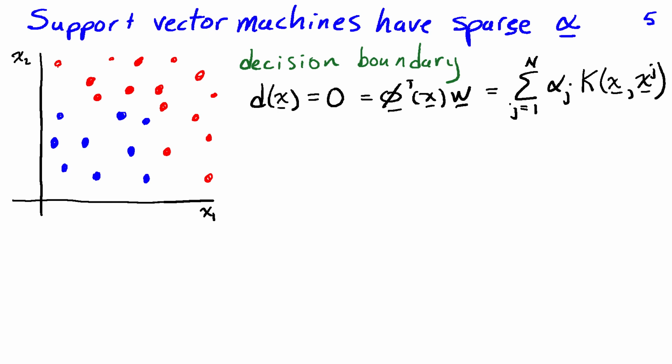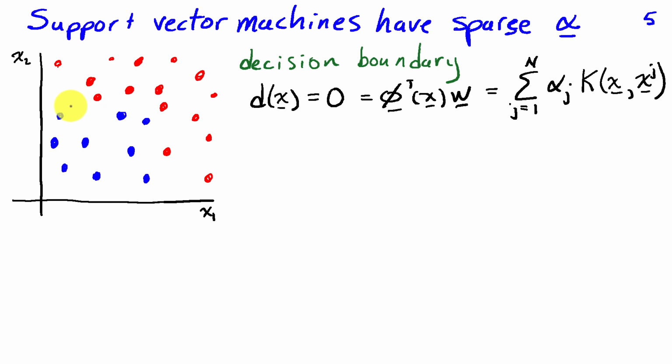Now, it turns out, as in the linear case, when we go into this higher dimensional feature space, we end up with a sparse solution for alpha once again. So in this case, our decision boundary can be written as d of x equals 0, because remember, we're making our decision based on the sign of phi transpose of x times w. And since phi transpose of x times w is just a sum from j equals 1 to n alpha j k, the kernel evaluated at x comma xj.